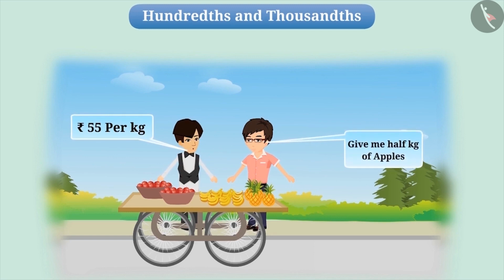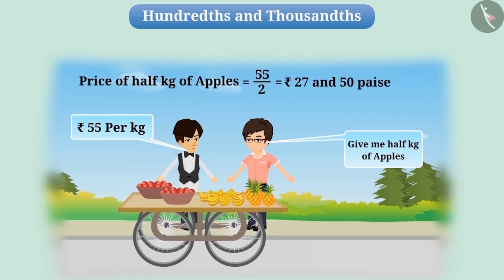If Rahul buys half a kg of apples, then how much money would he have to pay the fruit seller? Think for a while. You got it right. Since Rahul is buying half a kg of apples, he has to pay half the price for 1 kg. That is 27 rupees and 50 paise. How do we express this in rupees? To express this in rupees, you need to know about tenths, hundredths, and thousandths.